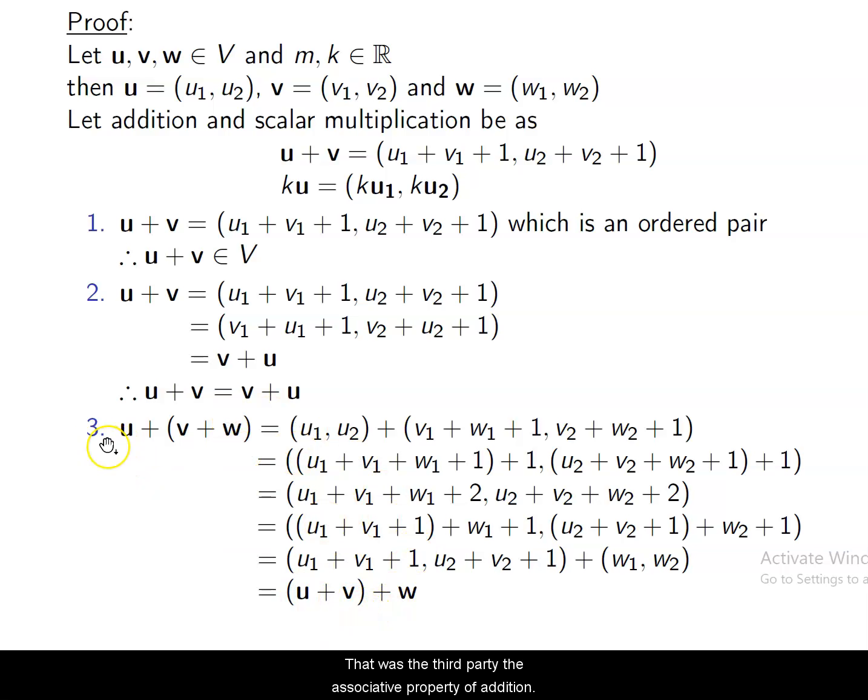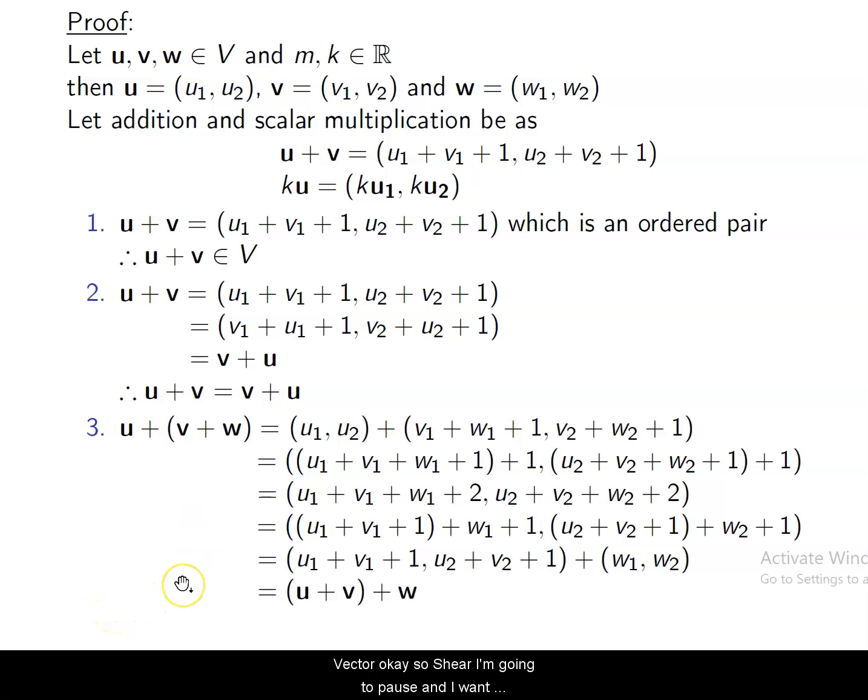Okay. So that was the third property, the associative property of addition. Our next property is the one that I warned you against at the very beginning, right? It is the additive identity. It is that 0 vector.